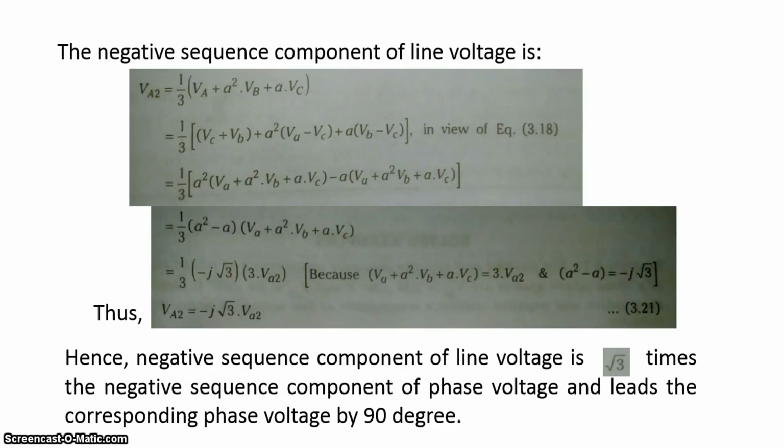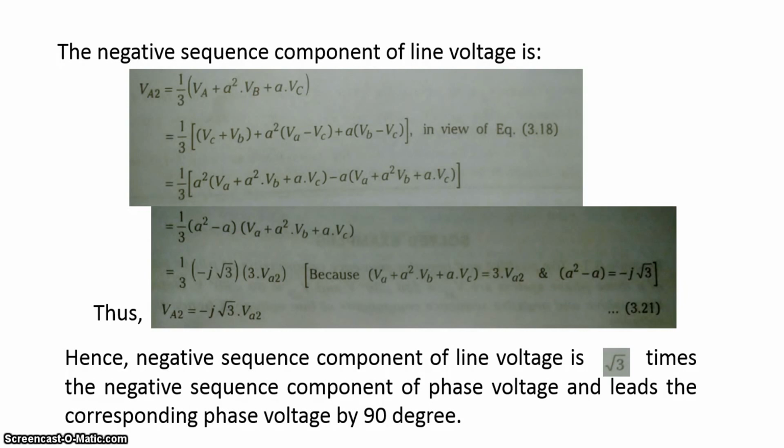The negative sequence component of line voltage is Va2' is equal to 1 by 3 times of Va' plus operator a square into Vb' plus operator a into Vc', which is equal to 1 by 3 times of Vc minus Vb plus operator a square into Va minus Vc plus operator a into Vb minus Va, which according to equation 3.18 is equal to 1 by 3 times of operator a square into Va plus operator a square Vb plus operator a Vc minus operator a into Va plus operator a square Vb plus operator a into Vc, which is equal to 1 by 3 times of operator a square minus operator a whole multiplied by Va plus operator a square Vb plus operator a into Vc.